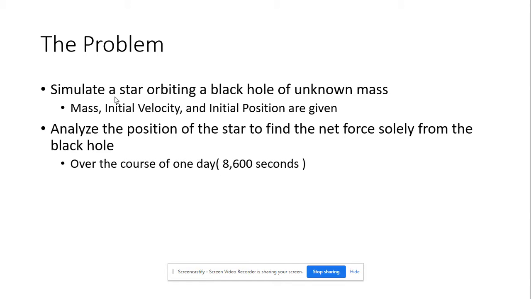In Lab 3, we are proposed the problem of simulating a star orbiting a black hole of unknown mass. We are given the mass of the star, its initial velocity, and its initial position, with the black hole being at the origin 0, 0, 0. And we are asked to analyze the position of the star to find the net force solely from the force of gravity using the black hole, and then therefore find the mass of the black hole. And this is over the course of 1 day or 8,600 seconds.